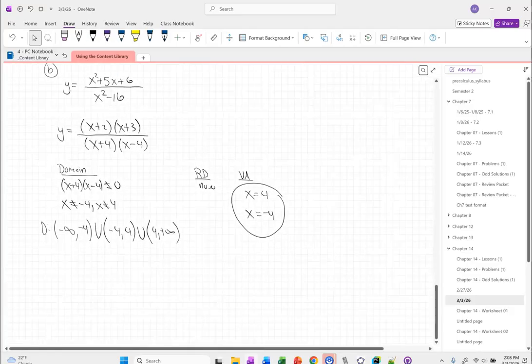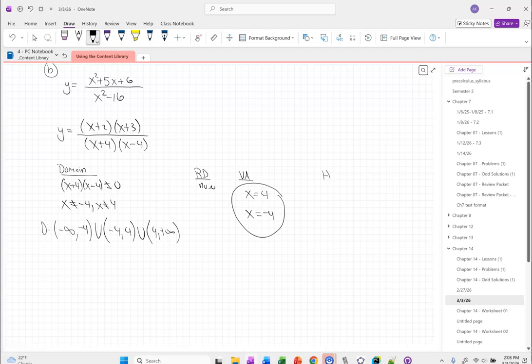All right. Let's look at now the HA or other asymptote. To do that, what do I need to compare? I have to look at the degrees of the numerator and denominator. What's the degree of the numerator? 2. And the denominator is? 2. Since they're equal, what happens? Leading coefficient divided by leading coefficient. What's the leading coefficient in the numerator? 1. And the denominator? 1. So the horizontal asymptote is 1.